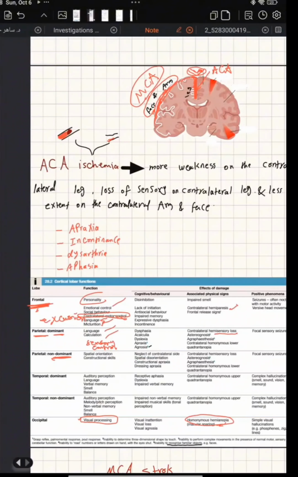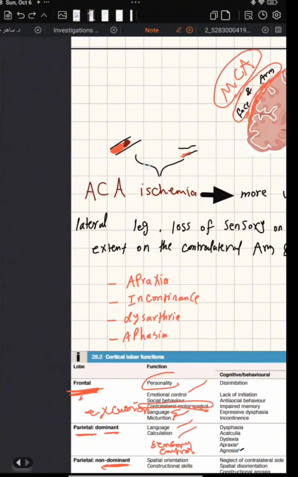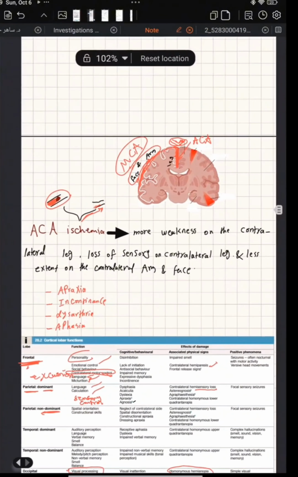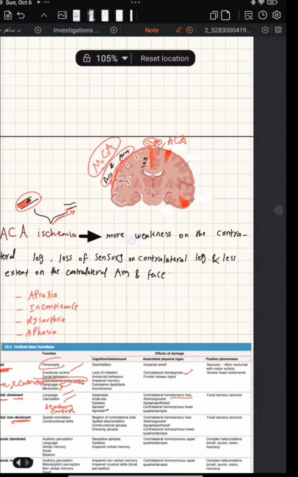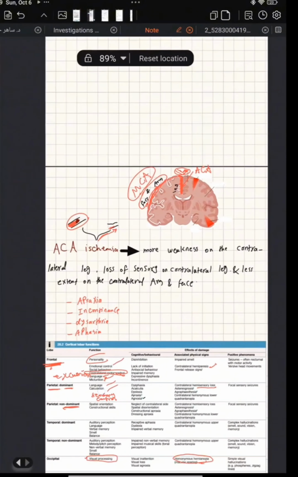Now, let's talk about the symptoms of anterior cerebral artery ischemia. And we mean here by ischemia whether it was a blockage or occlusion in the blood vessel by a clot or thrombus, or whether it was by decreased blood supply, such as in cardiogenic shock or septic shock, as we talked previously. So anterior cerebral artery stroke or ischemia will result in more weakness on the contralateral leg, in addition to loss of sensation on the contralateral leg and to a lesser extent the contralateral arm and face.